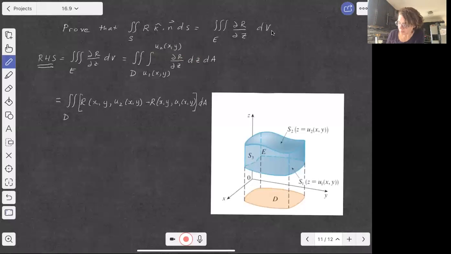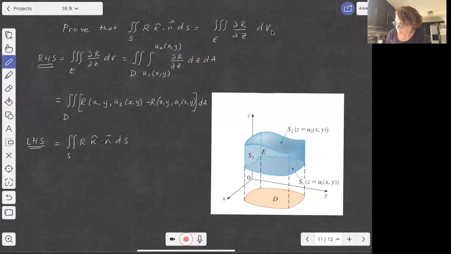And obviously I can separate this into two integrals, but that's the right-hand side. Now we're going to expand the left-hand side. The left-hand side was equal to the double integral over S of R k dotted with N dS. Now, S is made up of three surfaces: S3, which is on the side, S2, which is on the top, and S1, which is on the bottom. So we have to find normals to each one of those pieces.